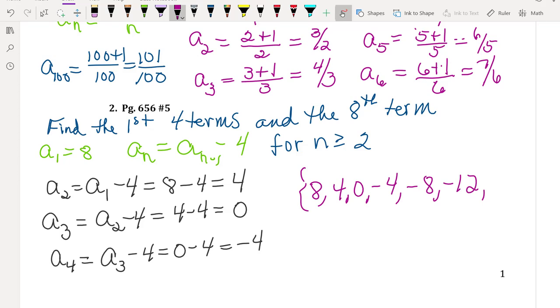1, 2, 3, 4, 5, 6, negative 16, and then of course the 8th term is negative 20, and then I put a dot, dot, dot to show that my sequence continues. So I can write out here that a sub 8 equals negative 20 if I want to be very specific.